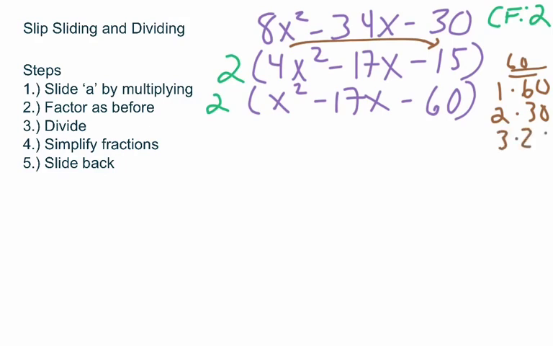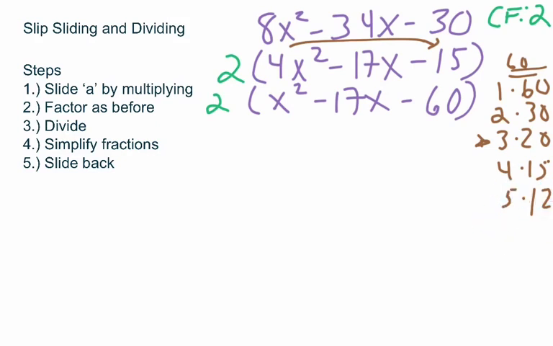3 times 20. If I add them, I get 23. If I subtract them, I get 17. So that looks promising. Let's just double check though. 4, that's actually the one that I got the 60 with. So 4 times 15. Can I get a 17 out of that? I can get 19 and 11. 5 times 12. I can get 17 that way as well.